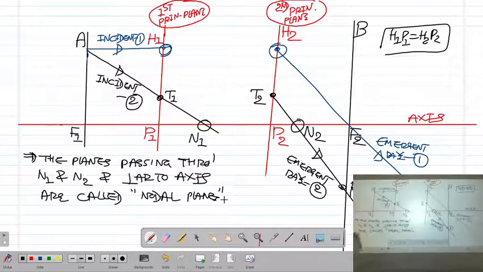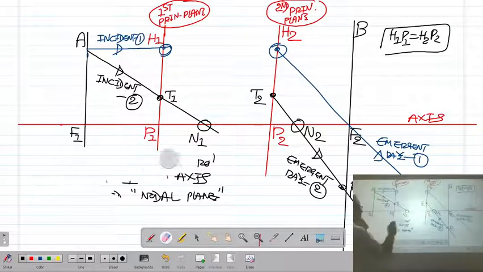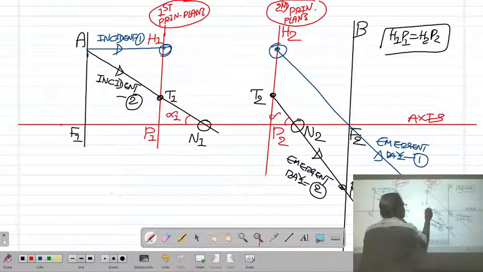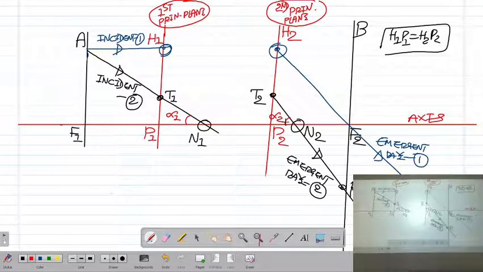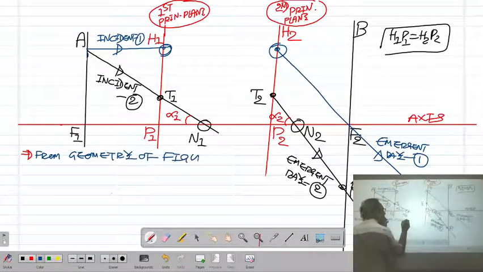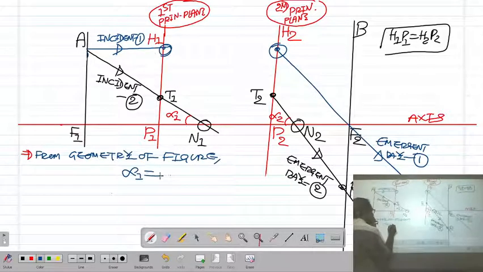Okay, now if this angle is alpha 1, this angle is alpha 2. You can see from the geometry of the figure both the angles are same. So from the geometry of the figure, alpha 1 and alpha 2 both angles are same. The angle made by this incident ray with the axis is alpha 1, and the angle made by the emergent ray with the axis is alpha 2, and they will be same. Okay.